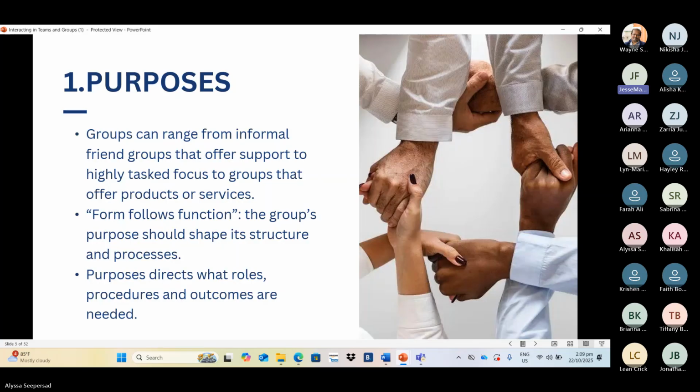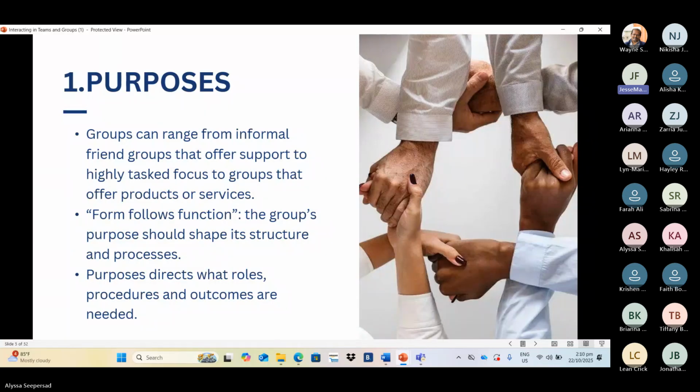So, purposes. There are many different purposes for a group's existence. They can be friendship groups, which offer emotional support, or highly task focused groups, or even groups like business staff who offer products and services. Form follows function. Does anybody know where this statement comes from? I'll probably just assume no.